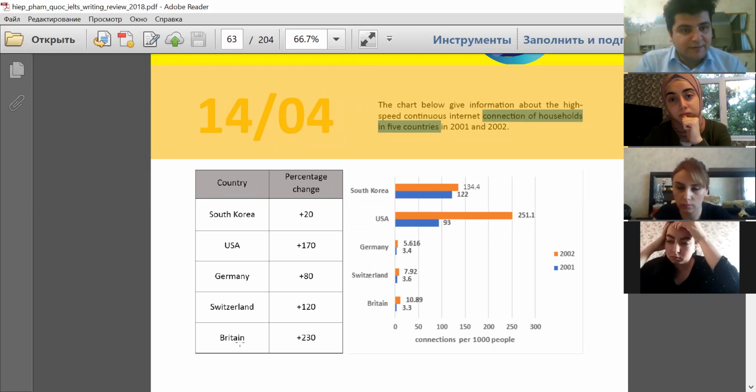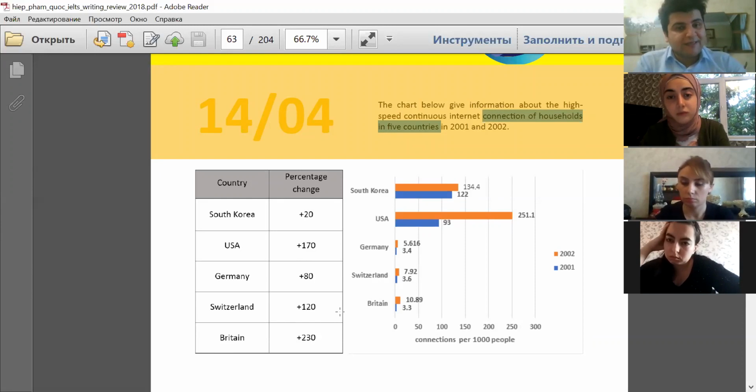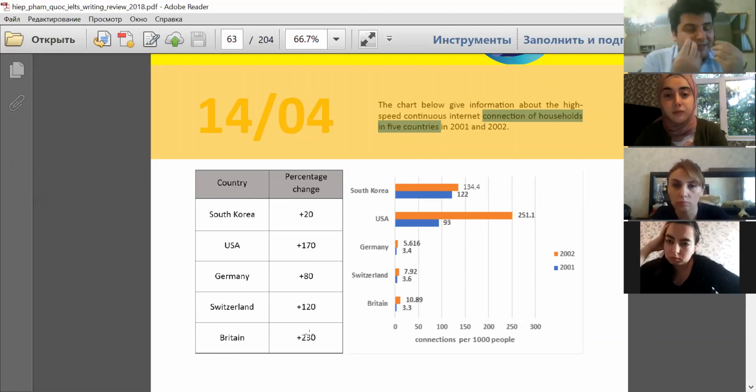Obviously, although all countries experienced an upward trend in percentage, Britain exceeded the others, as Ilhama said. Britain exceeded the others by a dramatic difference or a dramatic disparity, because 250 is a sense of disparity. I mean, a big difference.